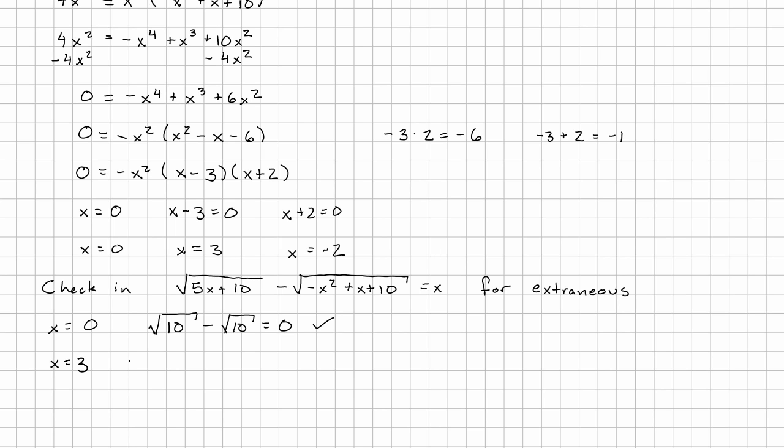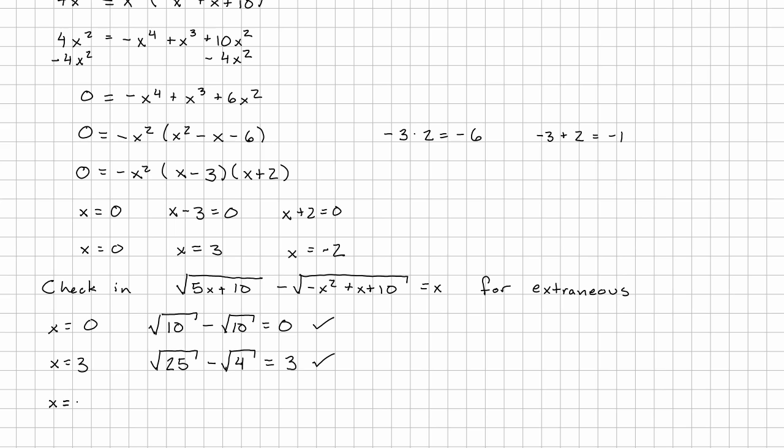When x is 3, we have root of 5 times 3 is 15 plus 10 is 25. And then 3 squared is 9, make it negative. Negative 9 plus 3 is negative 6, plus 10 is 4. So root 4. We want to know, does that equal 3? So root 25 is 5. Root 4 is 2. 5 minus 2 really does equal 3.